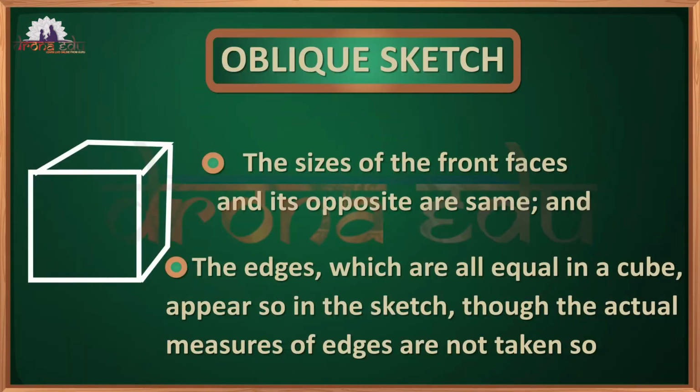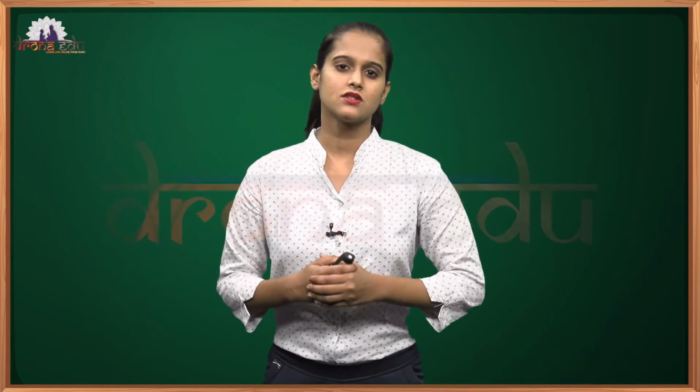Okay, so in this oblique sketch, the size of a front face and the opposite face are the same. The edges which are equal in this cube, right? It appears as if they are equal, even though the actual measures of the edges are not taken. So that's how we can draw the oblique sketch. Now let us try to draw a 3D shape such as a cube.